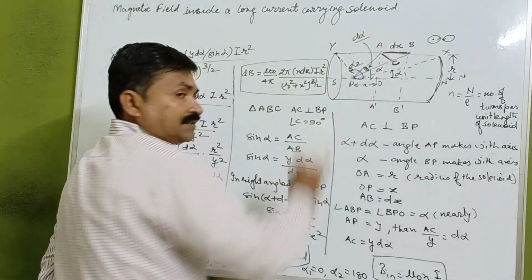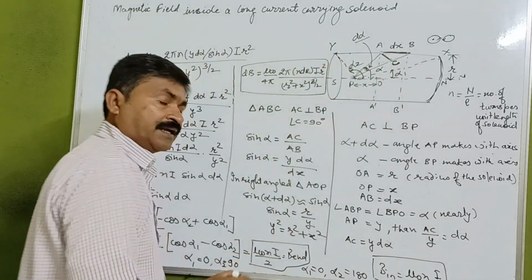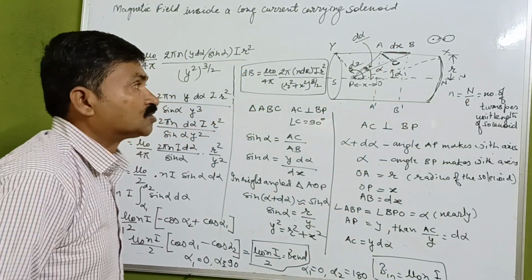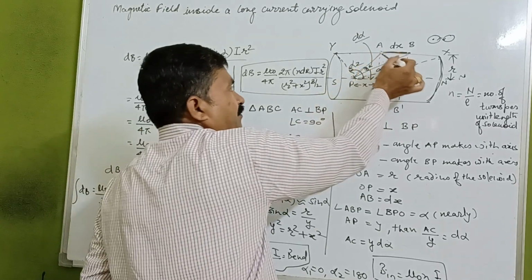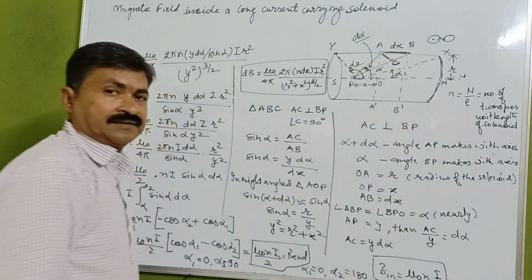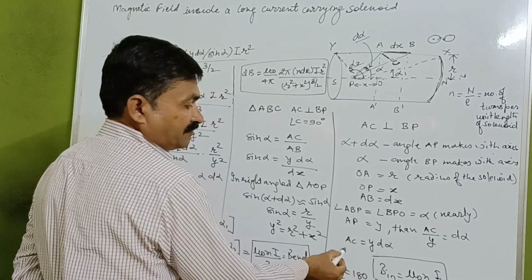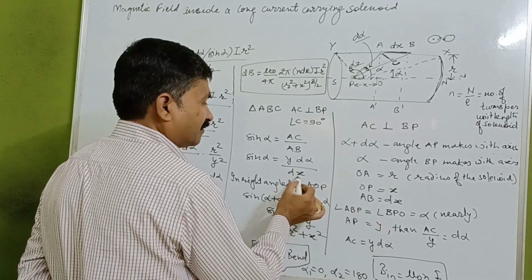Now in triangle ABC, AC is perpendicular to BP, so angle C is equal to 90 degrees. So sine alpha will be AC upon AB. AC we have taken as y d alpha, and AB which we have taken as dx.